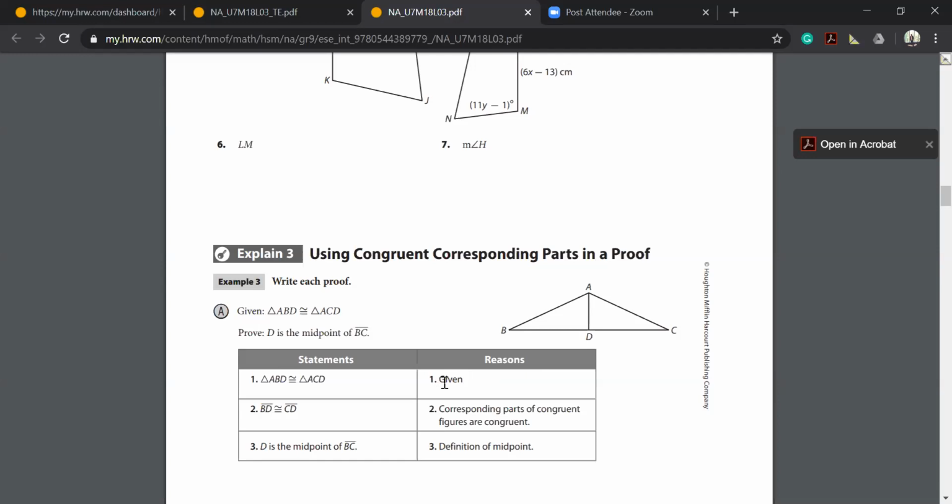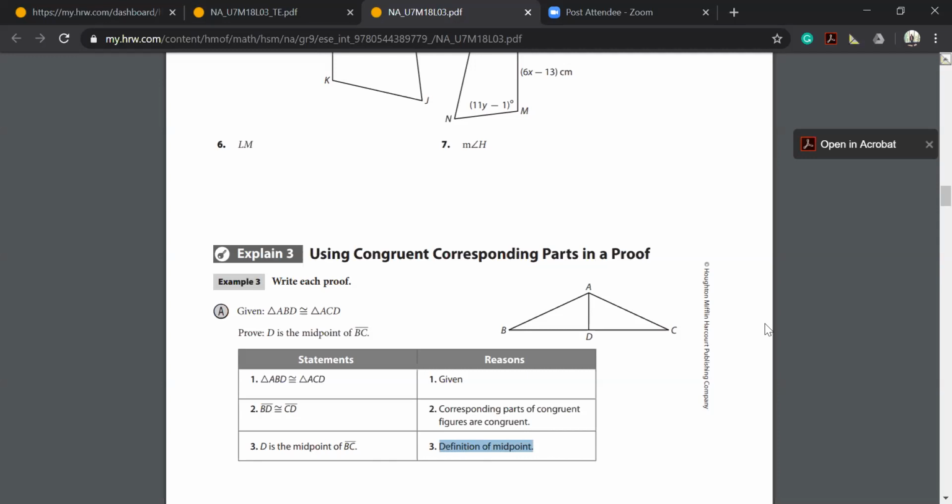Okay? And then I discovered, since these 2 figures are congruent, that BD is congruent to CD, right? So this is statement 2. BD is congruent to CD. And why is this? Because corresponding parts of congruent figures are congruent, the name of our lesson. Since I found that BD is equal to CD, I can say that D is the midpoint of BC. And why is this? Because this is the definition of the midpoint.